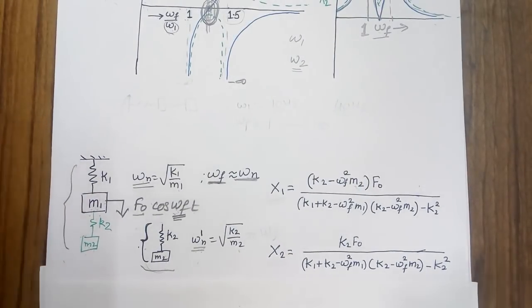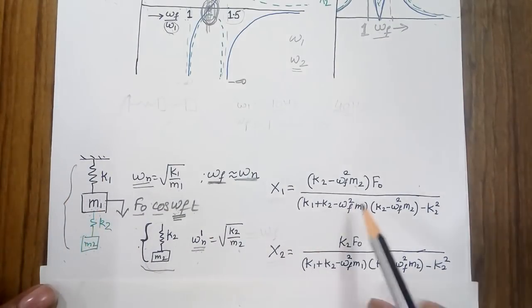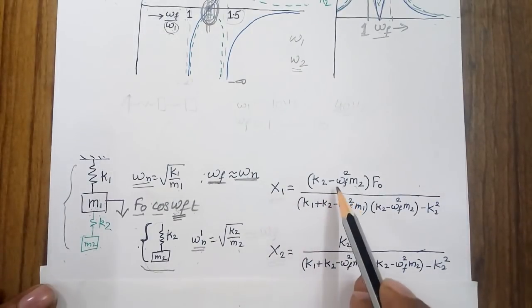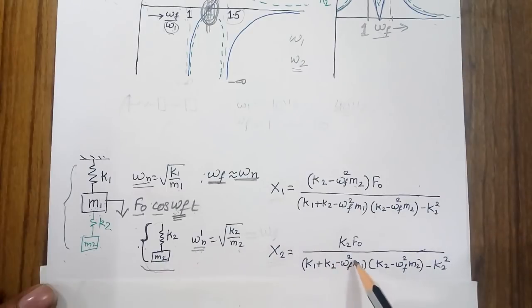At this point I don't know what the value of the second system will be. I am just considering a second system, adding it to the primary system. The primary system has a force, and now my system has become a two degree of freedom system. So when I calculate the response of my system, I will use these two formulas: this is the response for the first mass and this is the response of the second mass.